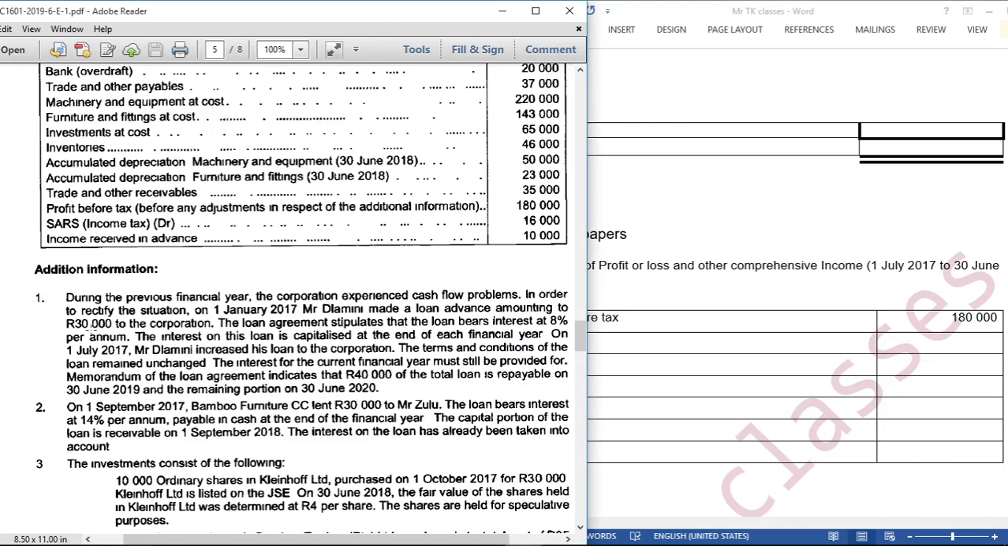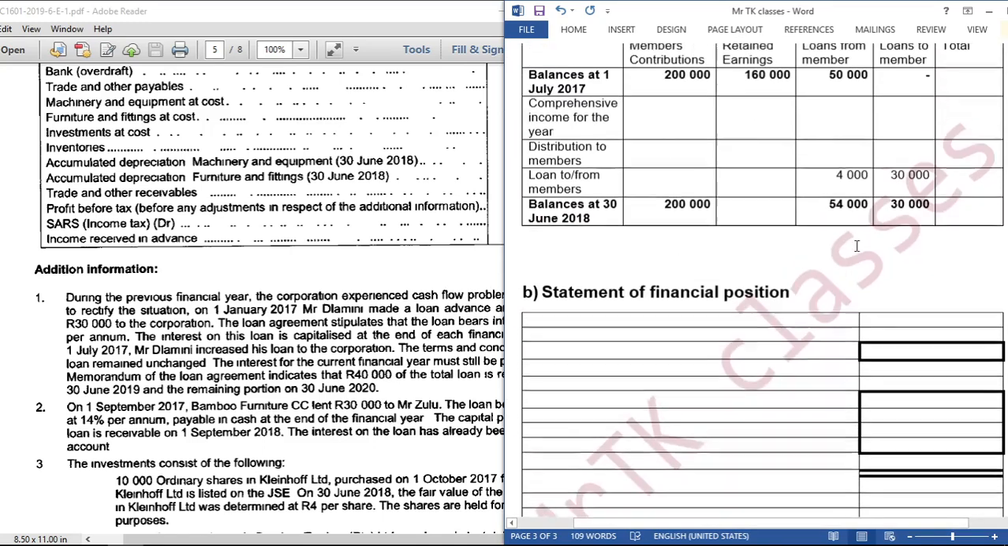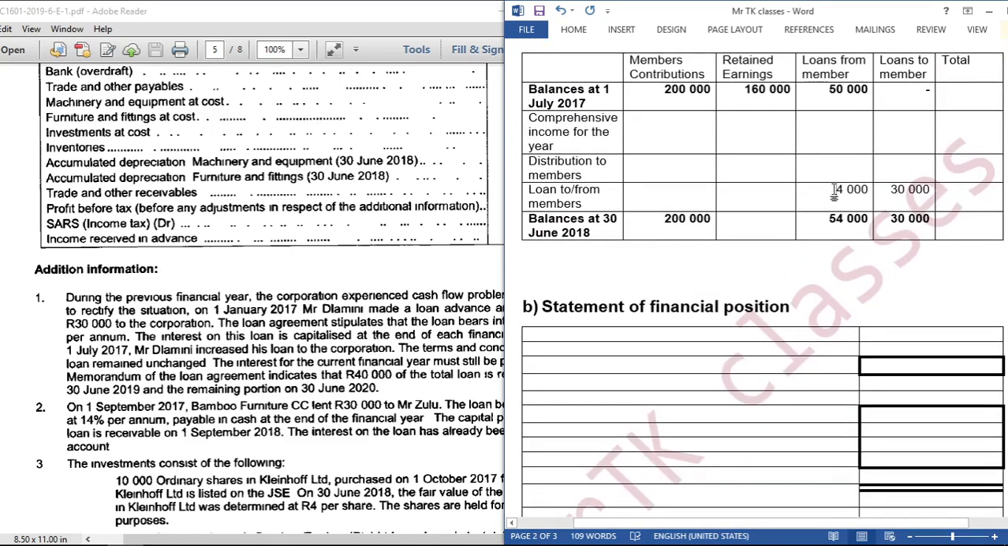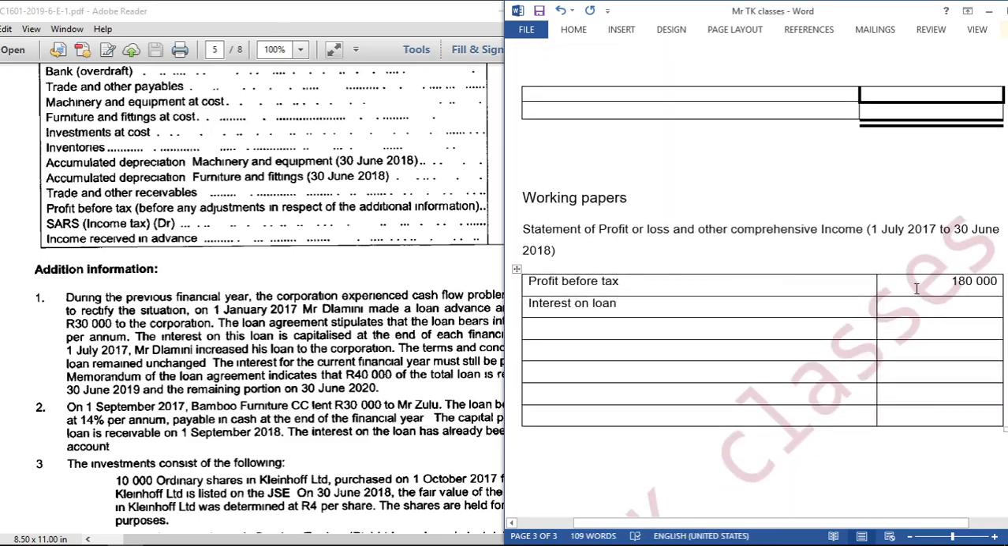All right. So under adjustment 1, there's something that we saw here. They said the interest for the current financial year must still be provided for, which means that the interest on loan was not subtracted. And our interest on loan, remember, we have already calculated it. This 4,000 should be subtracted.